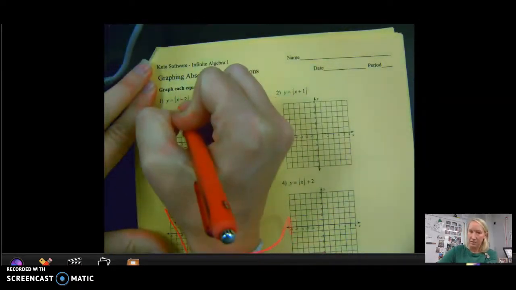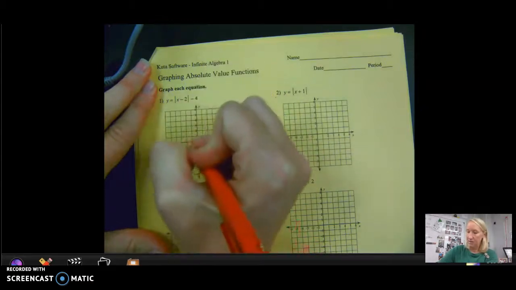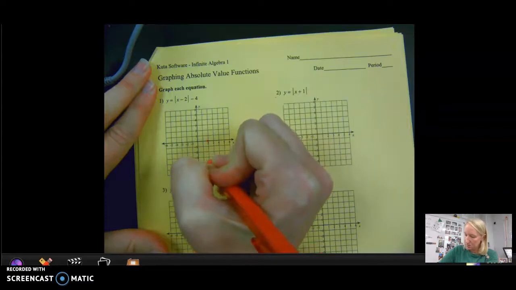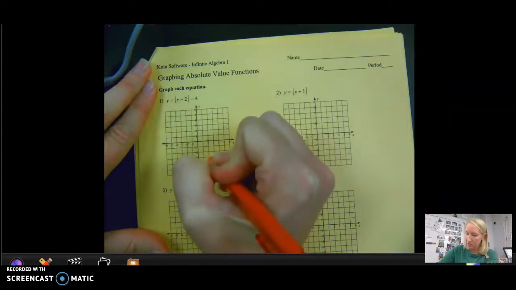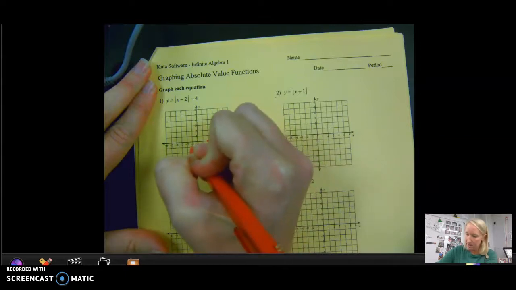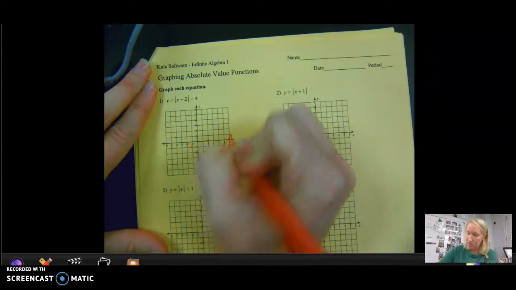So this does opposite of negative 2. So opposite of left 2 would be right 2. And then it goes down 4. 1, 2, 3, 4. The slope is still 1 over 1, so I'm going to go up 1 over 1, up 1 over 1, and then I'm going to mirror image that. I am going to then connect that.